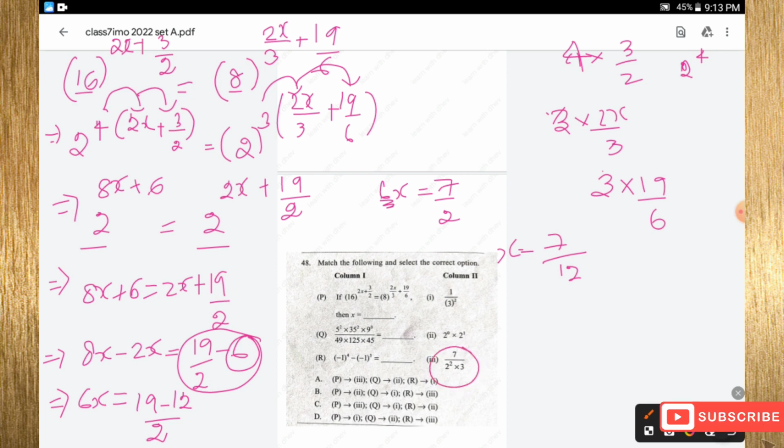Here we have 7 by 2 square into 3. So 12 can be written like this. What is the prime factorization of 12? Yes, 4 threes are 12. Again, 4 can be written as 2 square. So 2 square into 3. So the answer for P is 3 in column 2. See here, option 3, C, again holds the right answer for this question. So finally, option C is the right answer.